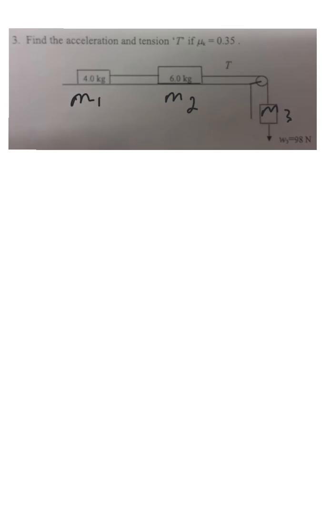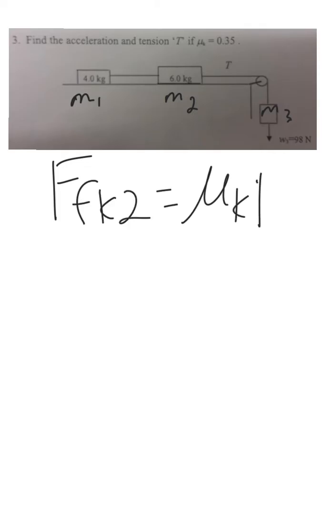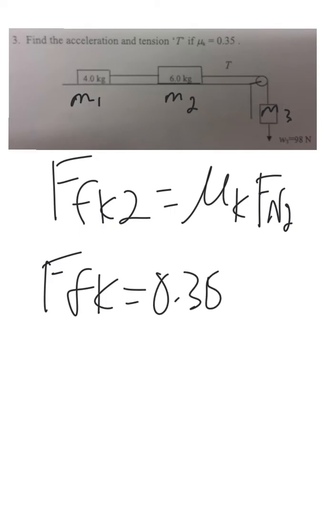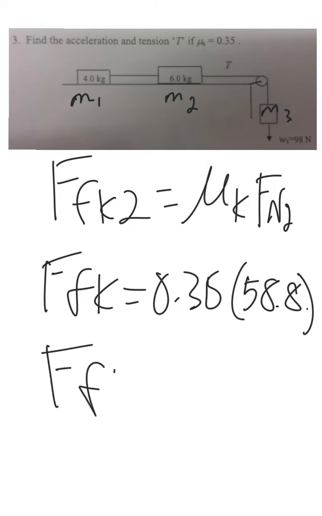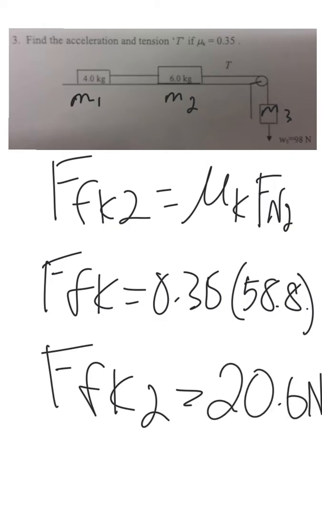Now, the force of friction kinetic 2 is going to equal the coefficient of kinetic friction times normal force 2. So the force of friction kinetic is going to equal 0.35 times the weight of 2, which is going to be 58.8 newtons. And then the force of friction kinetic 2 is going to equal 20.6 newtons. So that's force of friction kinetic 2. Now, you have those forces of friction.